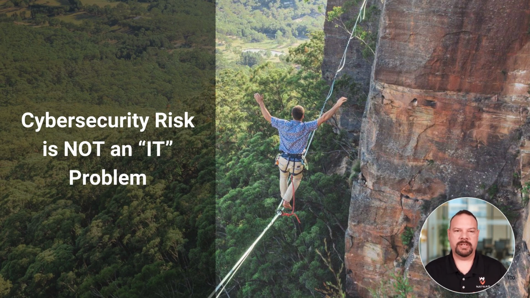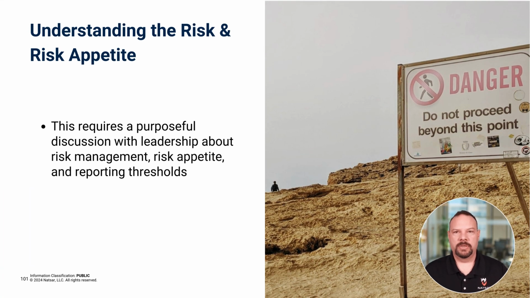So you never want cybersecurity risk to be seen as a technical IT problem that somebody else is dealing with, because that's where you can get into a lot of trouble and end up being one of those CISOs or cybersecurity leaders that's out the door as soon as something bad happens. Again, understanding the risk and the risk appetite is critical. So this does require purposeful discussions with leadership about risk management, risk appetite, and reporting thresholds.